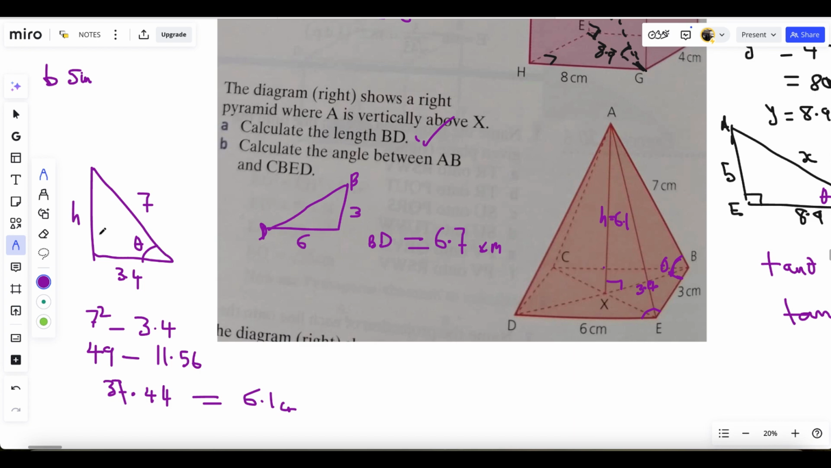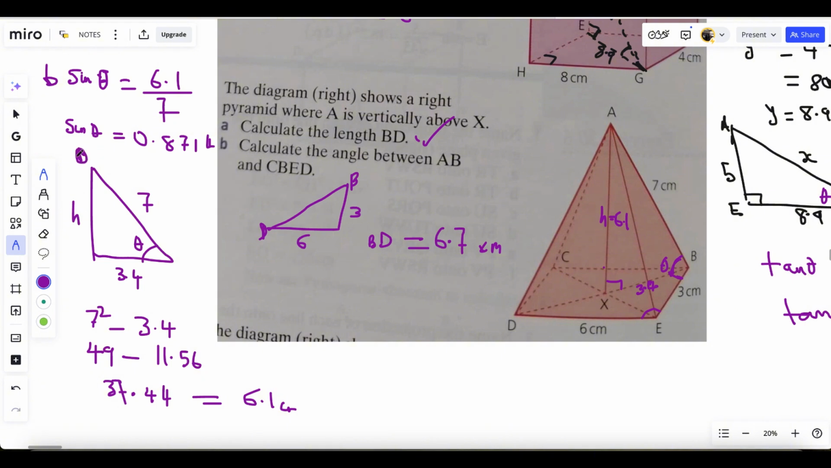Sine theta is equal to opposite over hypotenuse. The opposite is 6.1, we already found the height, so let's make use of it. 6.1 over 7. So 6.1 divided by 7, what do we get? 0.8714. Okay, find the sine inverse of it. If we find the sine inverse of 0.8714, we get 60.6, which is approximately 61. Okay, so theta will be approximately 61 degrees.